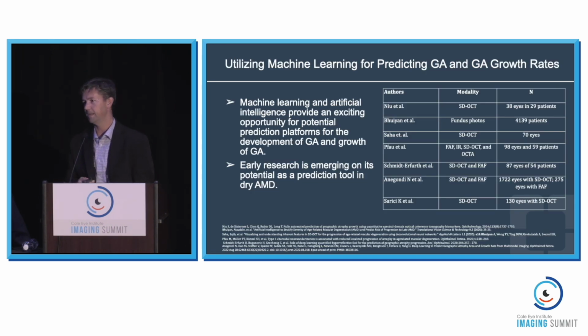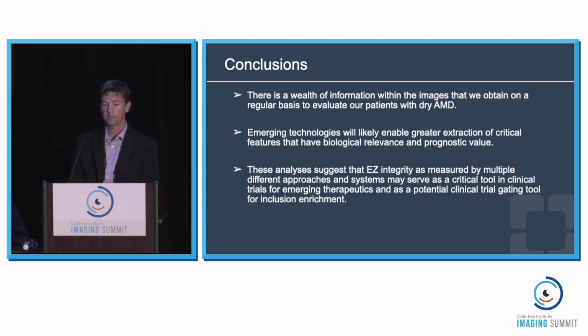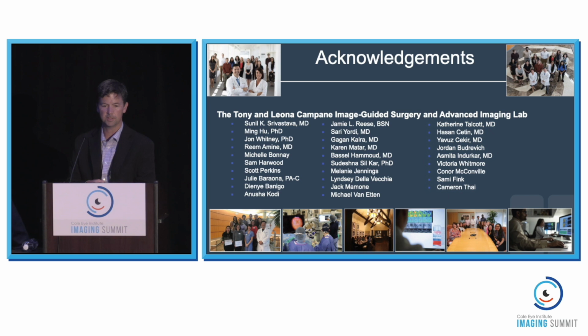Multiple groups have been able to look at machine learning and the potential risk of GA growth over time, and this is really going to be an exciting area that we look at, and how we can better personalize care for patients going forward. So in conclusion, there's really a tremendous wealth of information in our imaging that we use on a day-to-day basis. How we use this is one of the things we're going to talk about in our next panel. And emerging technologies, both in terms of devices, but also on the software side, will really be critical to help us understand both the biologic relevance of the disease, but also how we can pair patients with the right therapies. So I want to thank you again for the opportunity to speak today, and thank you for your attention.